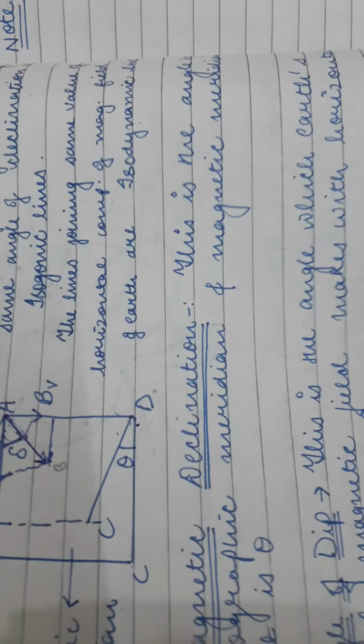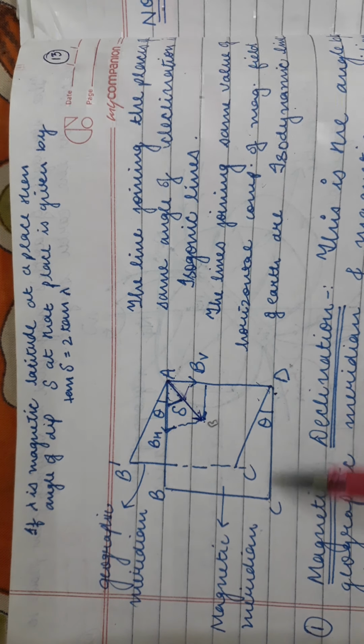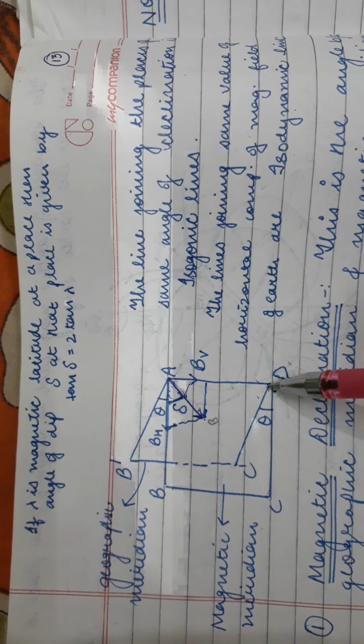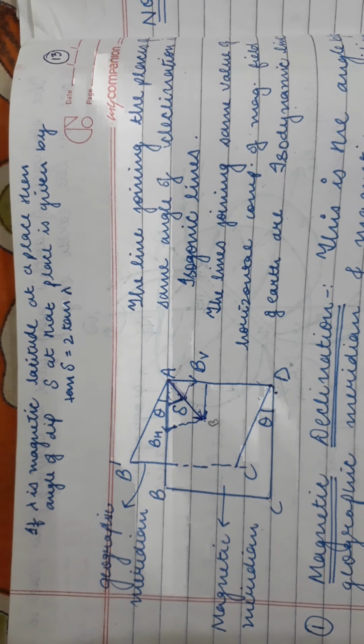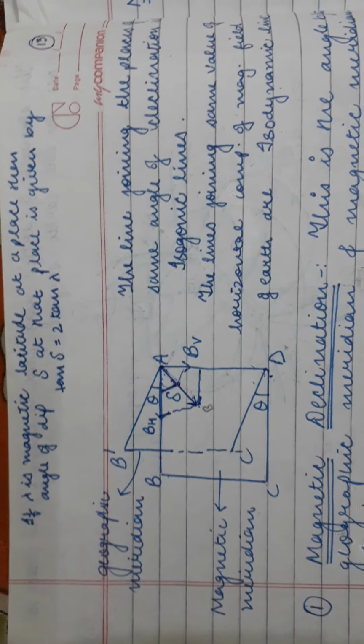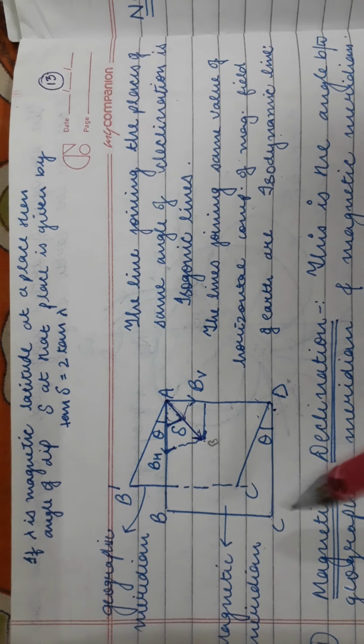Now there are three components, students. We are going to discuss the three components of Earth's magnetic field. For the first component, I have drawn this diagram with two planes. You can see there is one plane A, B, C, D, and another plane A, B', C', D. So there is an angle between them, as if these are two sheets. They are inclined to each other at an angle.